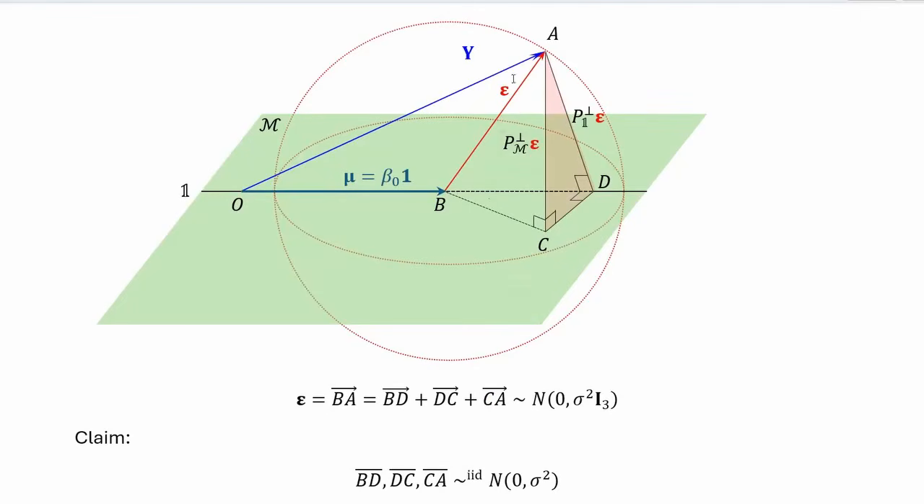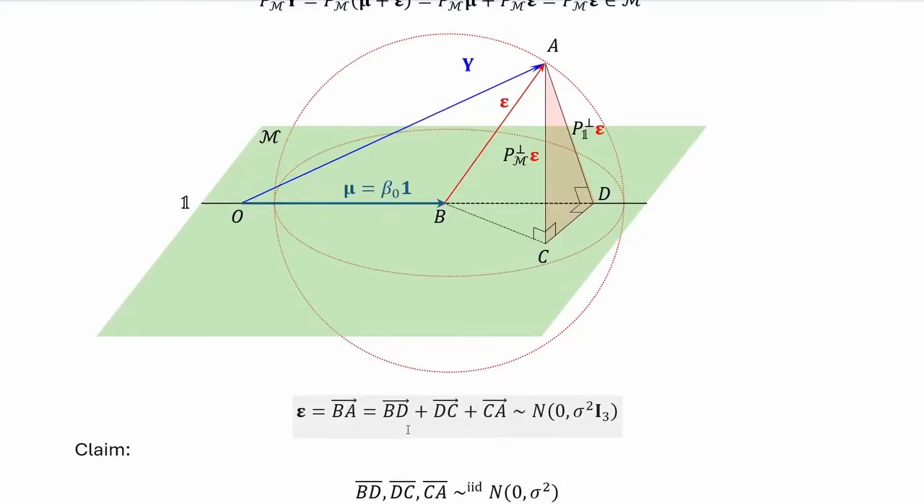So by the geometry, the vector epsilon, which is the vector BA, is equal to the sum of the vector BD, the vector DC, and the vector CA. And epsilon follows a spherical normal distribution. So if we can show that the vectors BD, DC, and CA are mutually orthogonal, then by the rotational invariance of the spherical Gaussian distribution, we immediately have that the signed lengths of these vectors, BD, CD, and CA, are IID normal 0, sigma squared. So let's go and prove the mutual orthogonality.